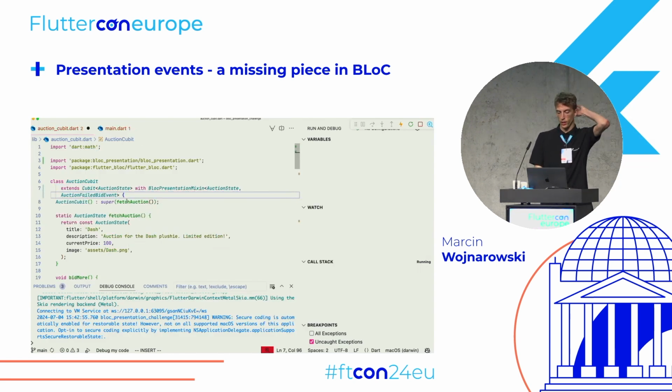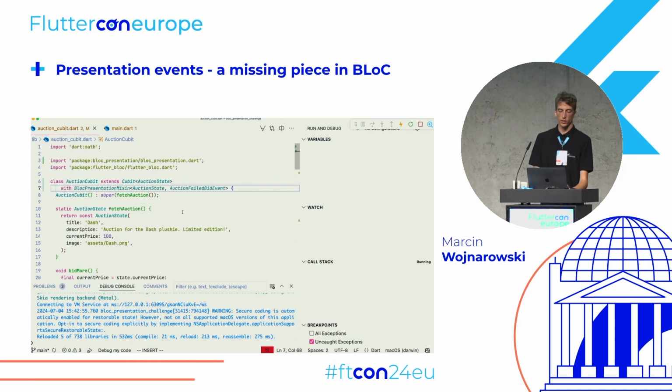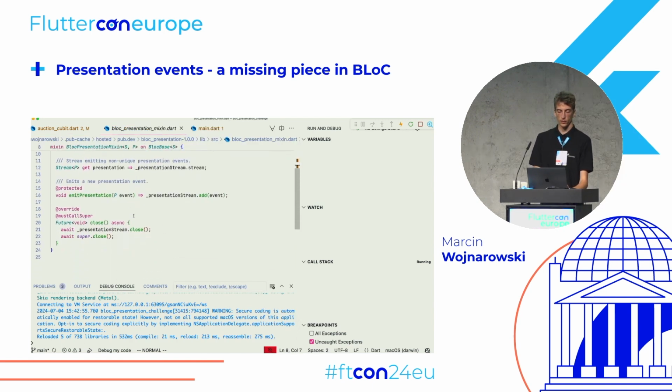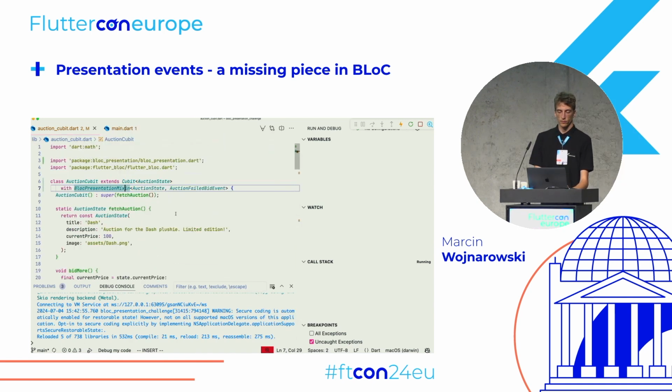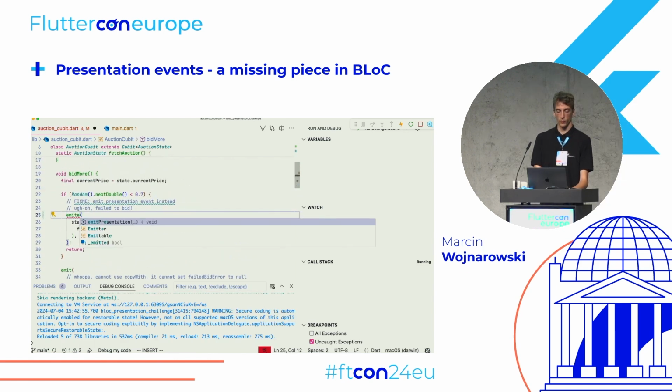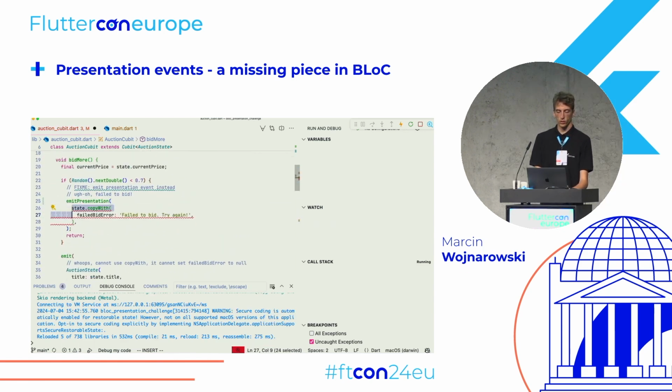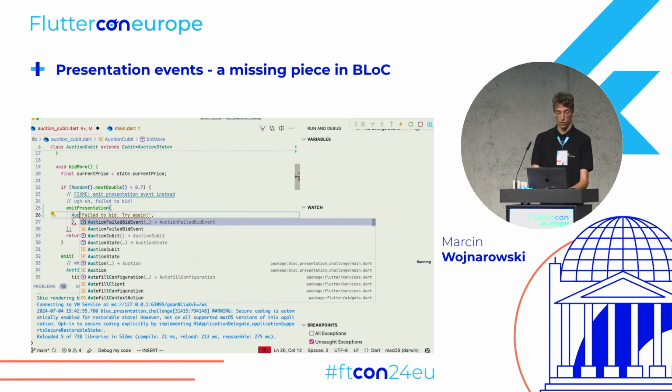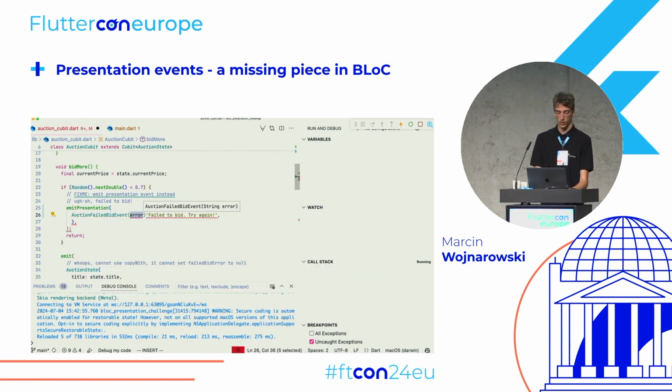In our case, we actually have only one event, which is the auction failed bid event. Sorry, event, not state. We differentiate state and event. Event just means that it is one-time and not persisted. So that would be it, and that gives us exactly what I showed in the slide. This is exactly the same code. And now when we go here, the only thing we change is that we want to emit the presentation event, which was the auction failed bid event with the error.